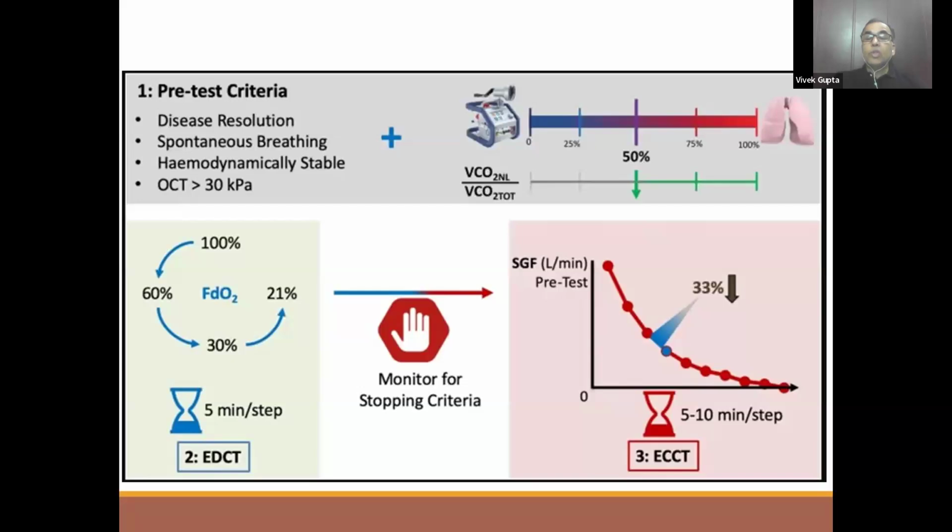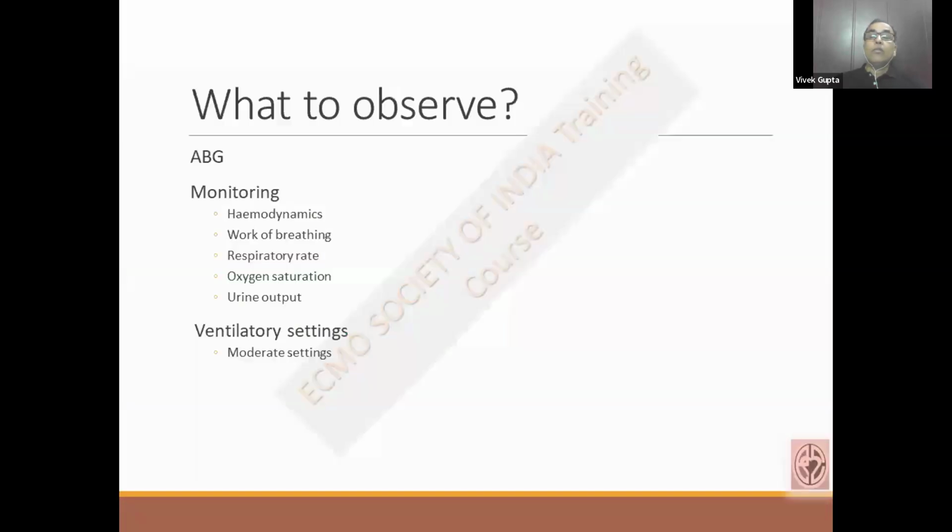Similarly, we keep reducing the sweep gas flow. We start at 33%, we reduce by whatever the previous amount was, and we keep reducing it at a 5 to 10 minute interval. And again, if there is a drop in oxygen saturation to less than 88%, that means the patient is not ready for weaning, and we should look for the causes and treat them, and we should still wait for further recovery of the lung.